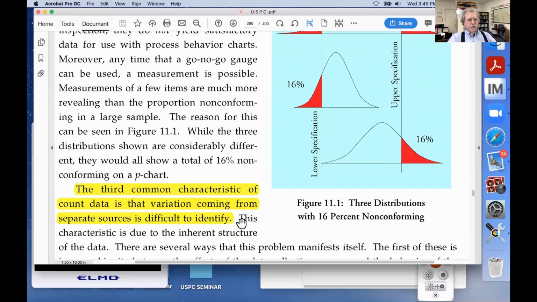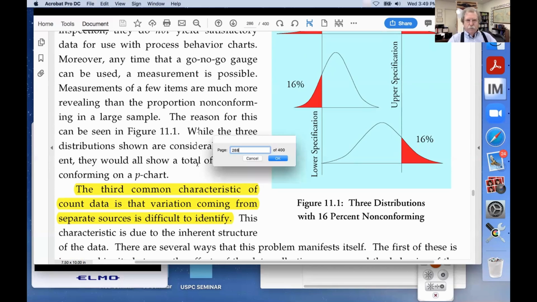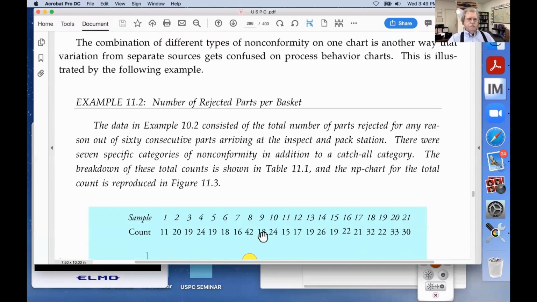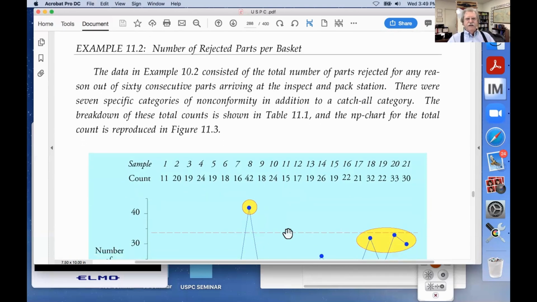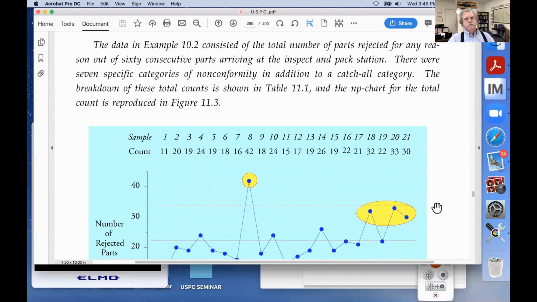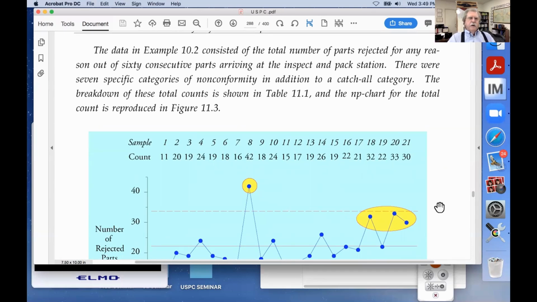And the third common characteristic of count data is that variation coming from separate sources is difficult to identify. We aggregate our counts up to a high-level report card statistic, and then we have trouble interpreting that statistic. Case in point, page 288. Number of rejected parts per basket. These are steering wheels. A basket of steering wheels contains 60 steering wheels.